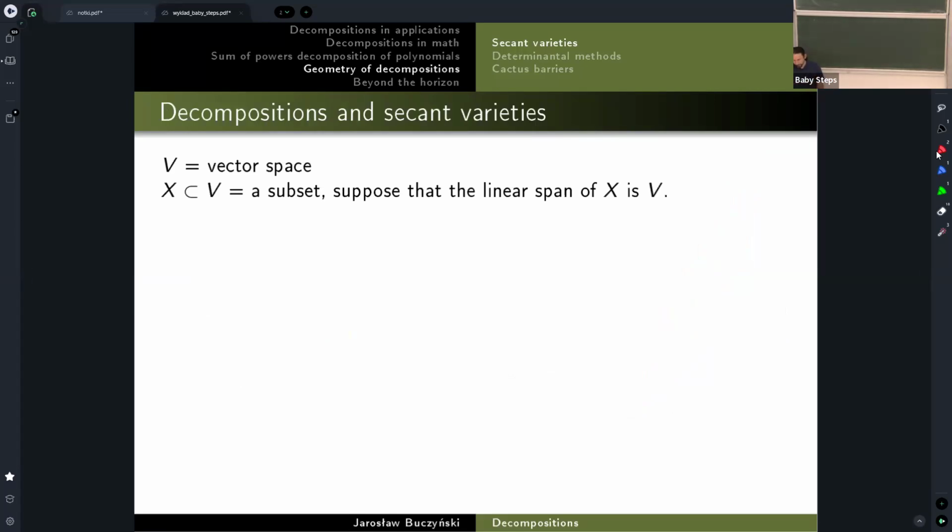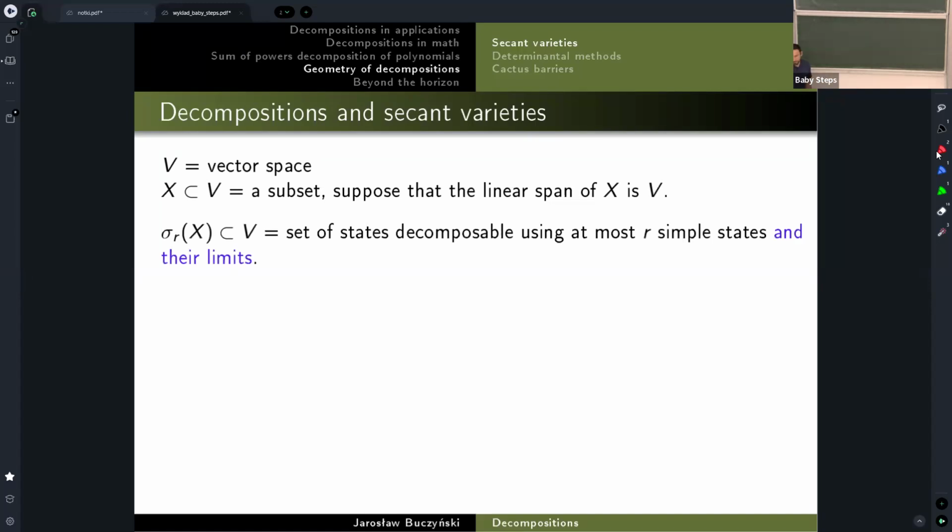Okay, so let's go back to our original problem, the one that's been on the slides already three or four times. We have a vector space and a subset. I would like to assume that this subset is spanning W. And I'm looking at the secant varieties of X. As we have seen geometrically, this is a geometric object that corresponds to the set of all the states, all the elements of the vector space that can be decomposed using at most R simple elements. And then I'm adding their limits.